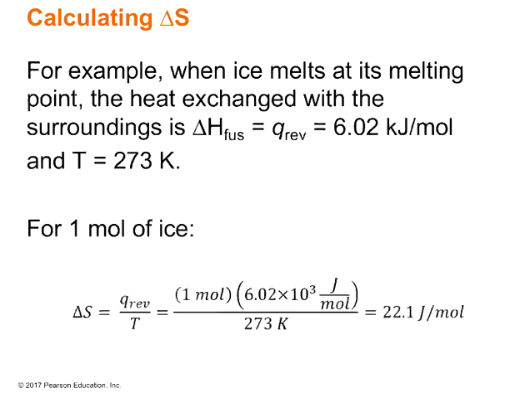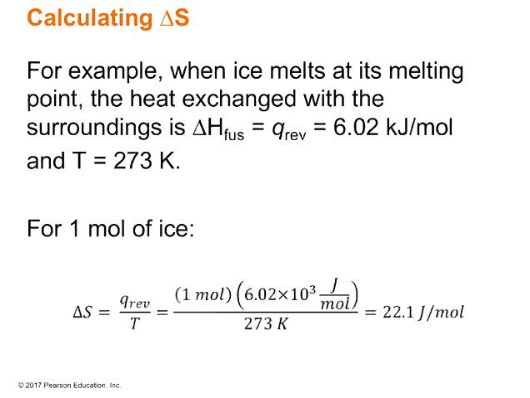For example, when ice melts at its melting point, the heat exchanged with the surroundings is the enthalpy of fusion. And we can say that that's equal to our reversible heat that's exchanged with the surroundings. So heat can flow back and forth, right? So the heat of fusion here is equal to 6.02 kilojoules per mole. And that's just something we can look up in our textbook. And then the temperature for the melting point is 273 Kelvin.